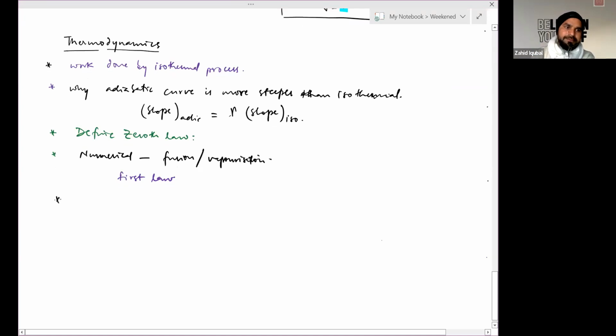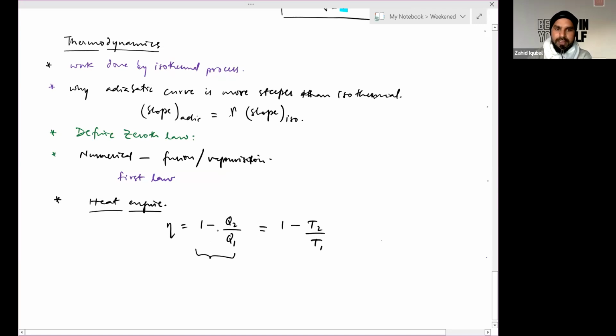Next, in this part there will be numericals on heat engine. In this part, you will be asked to derive efficiency, 1 minus Q2 divided by Q1, in terms of T2 and T1. You'll be asked to explain how this particular part transformed to this part. I define you by using the concept of adiabatic curve.